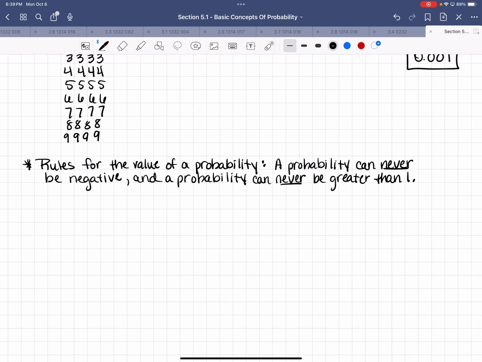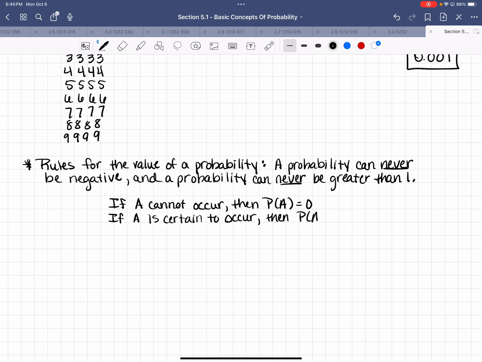Okay? If A cannot occur, then the probability of A equals 0. If A is certain to occur, then the probability of A equals 1.